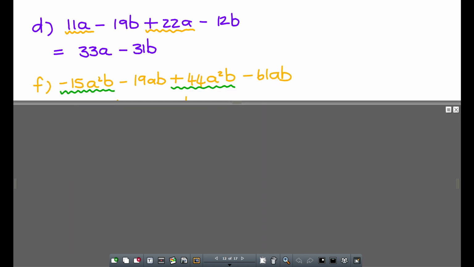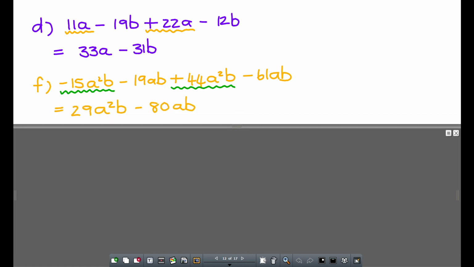Right. Then at F, same thing. But here I've got A squared B and then I've got normal AB. Remember, those aren't the same. So you'll see the A squared B's, I underlined those in green. So minus 15 A squared B plus 44 A squared B gave me 29 A squared B. And then I had to put together this minus 19 AB and the minus 61 AB. And that gave me the minus 80 AB. Okay. So basically all you had to remember here was like terms and then put those together.